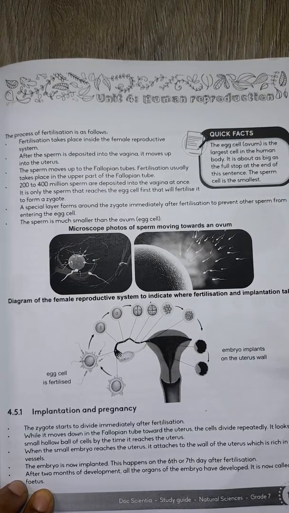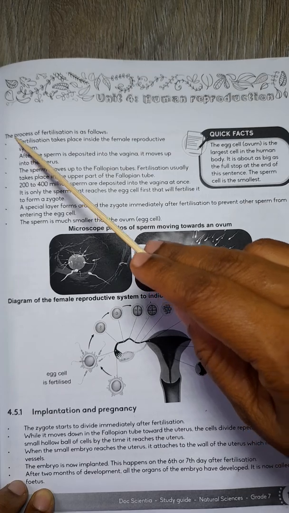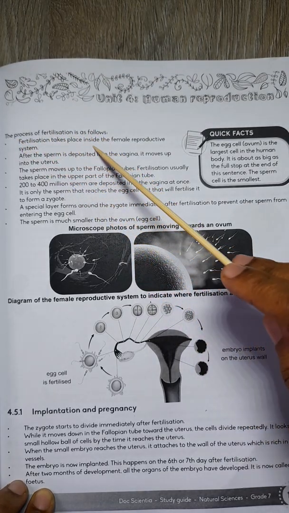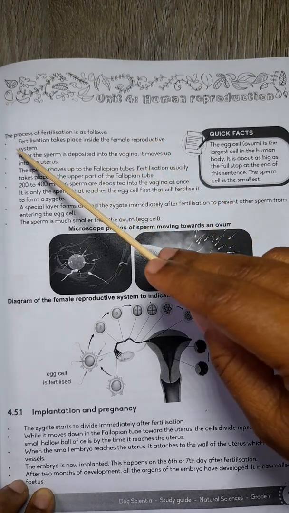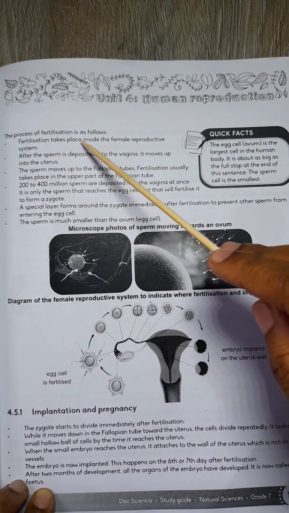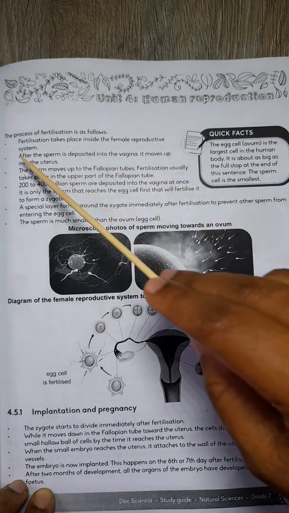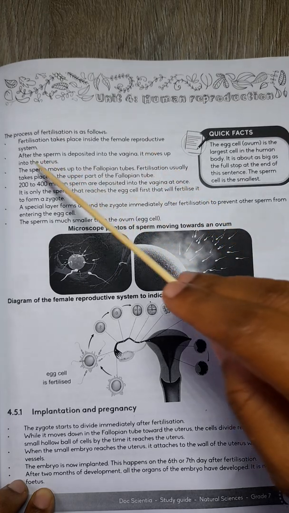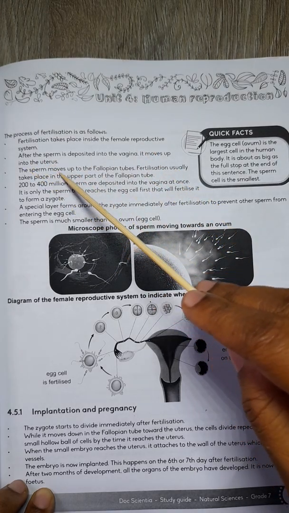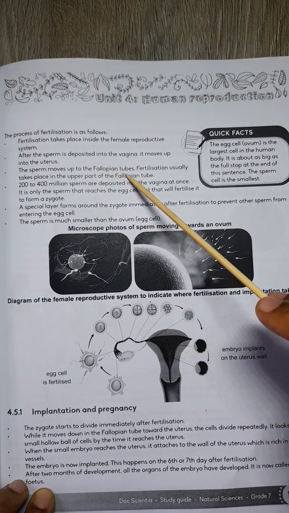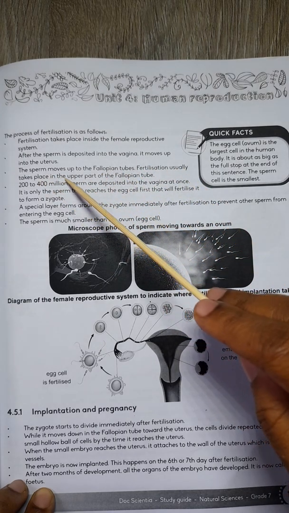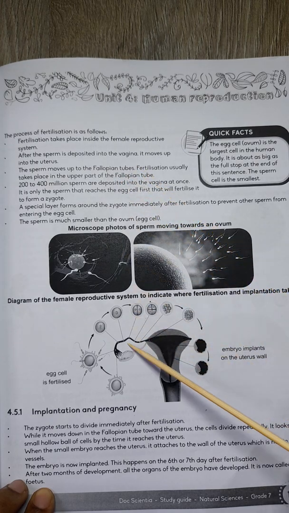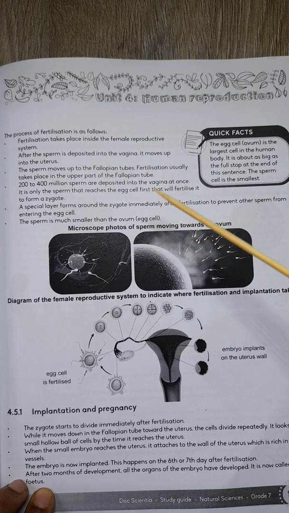Now let's look at the process of fertilization. Fertilization takes place inside the female reproductive system. After the sperm is deposited into the vagina, it moves up into the uterus. The sperm moves up to the fallopian tubes. Fertilization usually takes place in the upper part of the fallopian tubes. Okay, you remember the fallopian tubes? We saw them in the diagram.